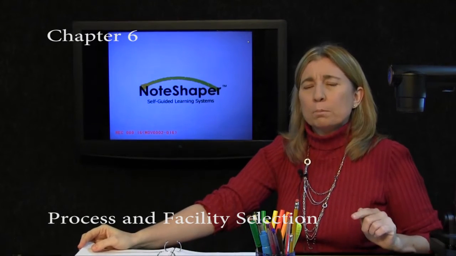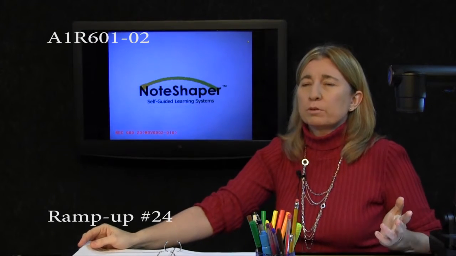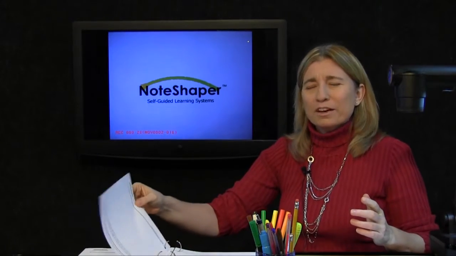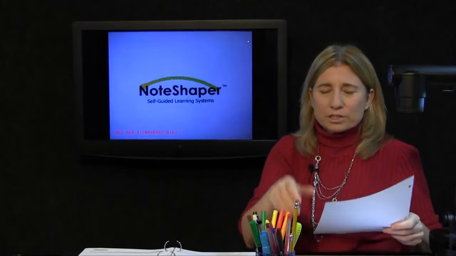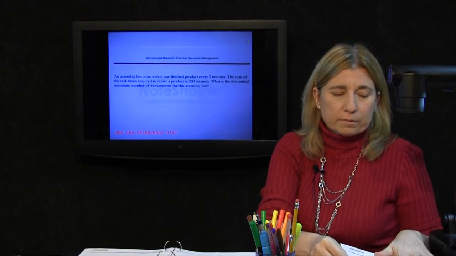The theoretical minimum number of workstations for an assembly line is a really simple formula. You just divide the sum of the task times by the cycle time. With that formula, there's just one thing that you do need to look out for, and this question was designed to bring that out. Let's take a look at it.